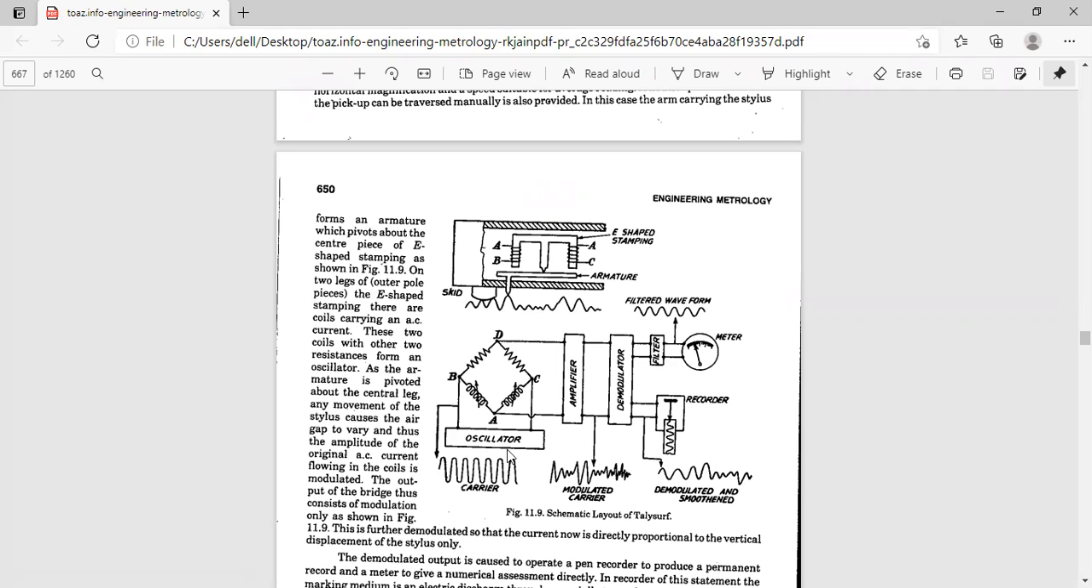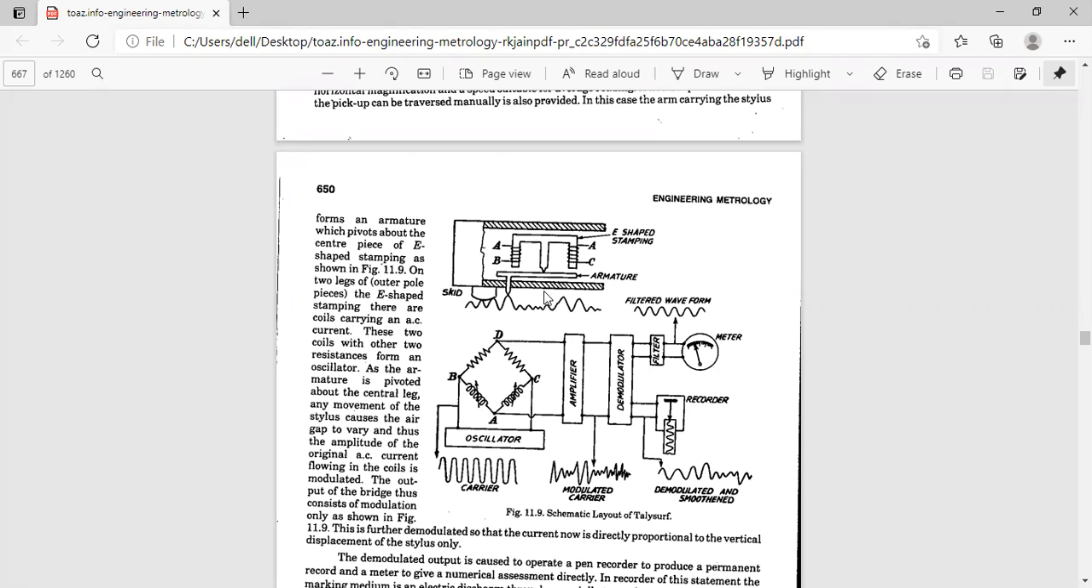So as far as this portion is concerned, we use the amplifier for amplifying the movements of the stylus. Here the armature is pivoted about the central leg. Actually this is the principle we have to discuss, and this is the working of the Taylor-Hobson Talisurf, the diagram. Any movement of the stylus will cause the air gap to vary, and the amplitude of the AC current which the coils are carrying is modulated.